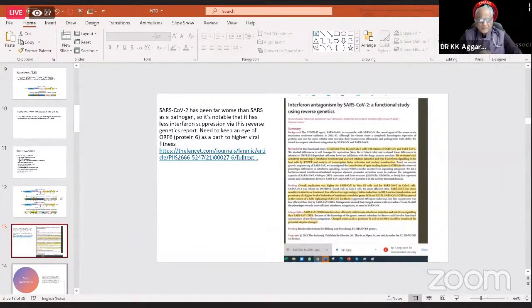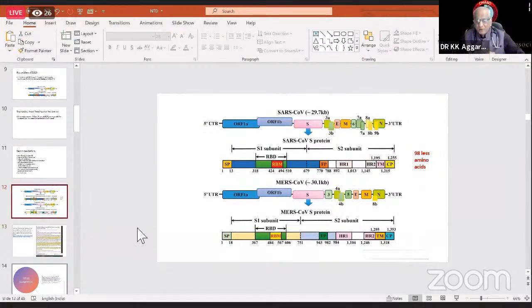People say that SARS has been far worse, but why is COVID-19 worse than SARS? Because it causes less interferon suppression. And here comes the role of ORF6. Now come back here, ORF6 sitting here. So this is ORF6, which is a non-S portion, is equally important.